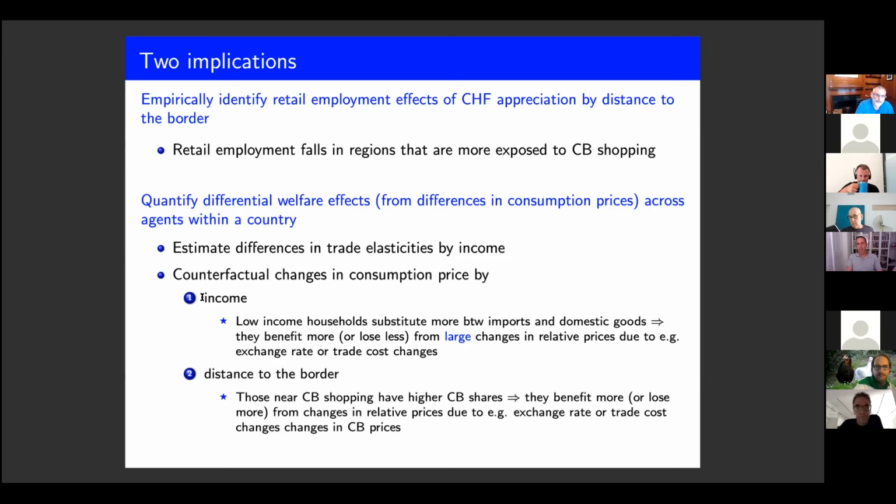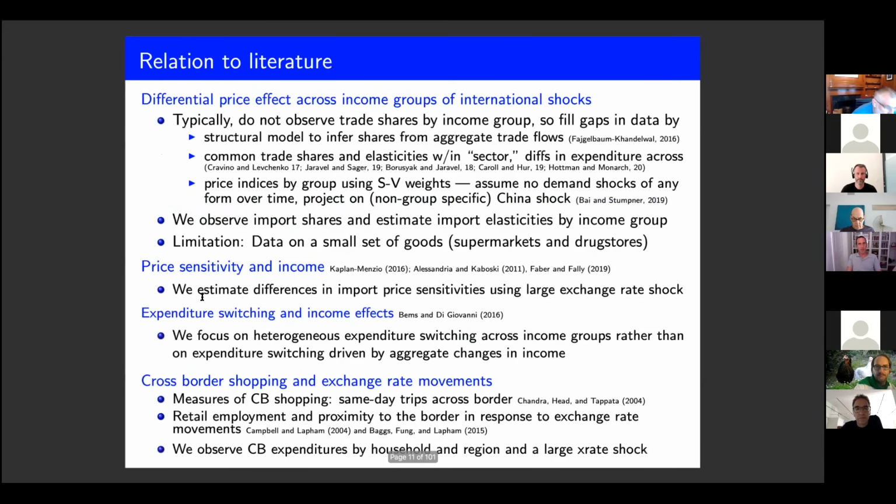Not in our data, but I'm going to show, if I have time, I don't have time, some credit card data that other researchers in Switzerland are using to measure this cross-border shopping. And I think that includes things like tourism. And there, the share of cross-border shopping in aggregate is about 5 or 7%. So it's much bigger, and probably that is because it includes that. Okay. So sorry for the squeezed slides, but how do we relate to the literature?